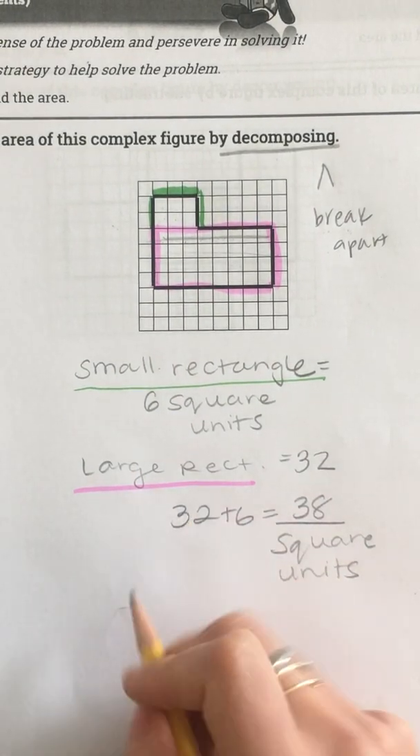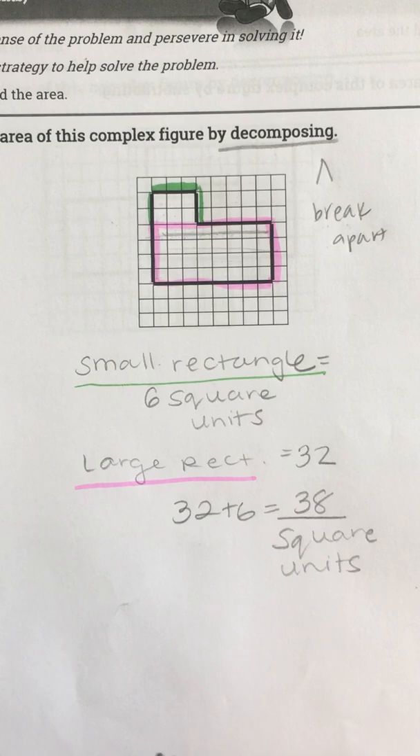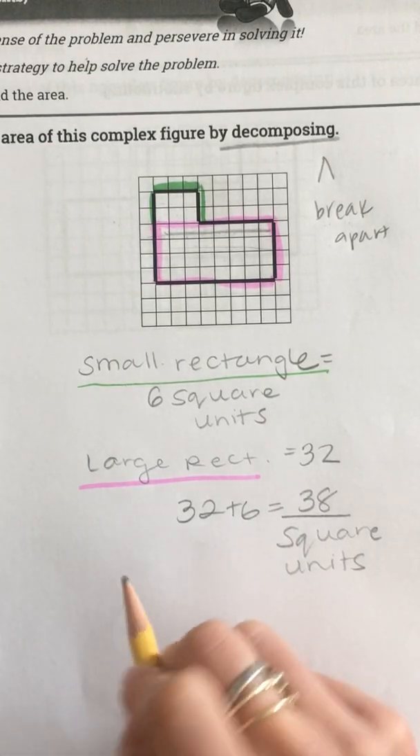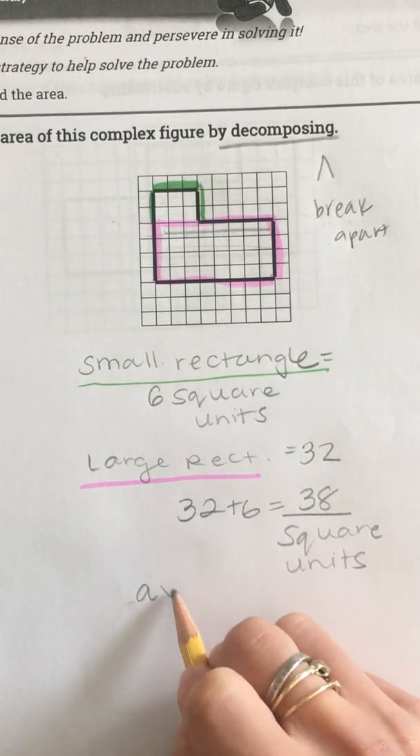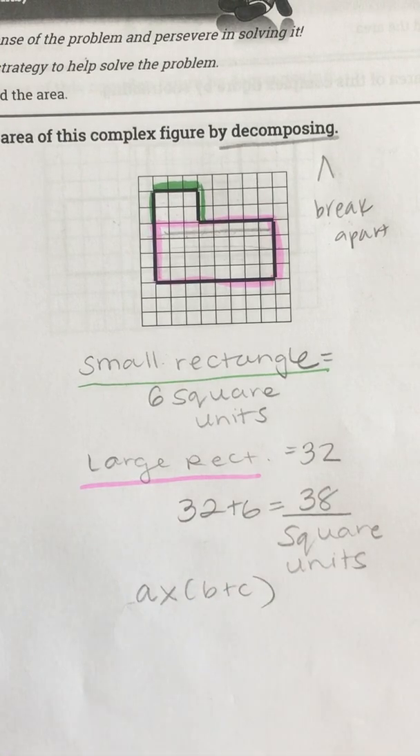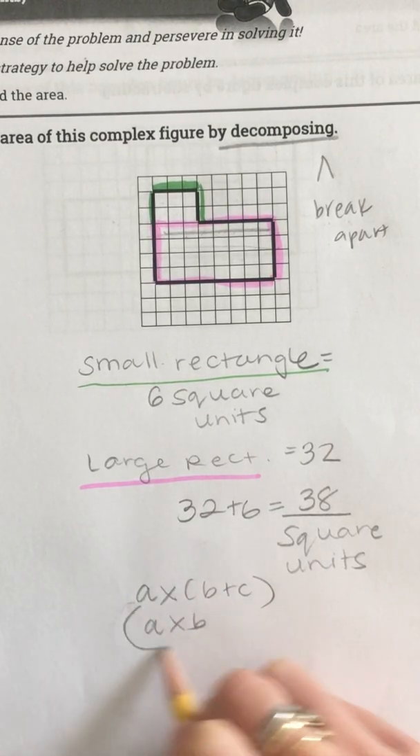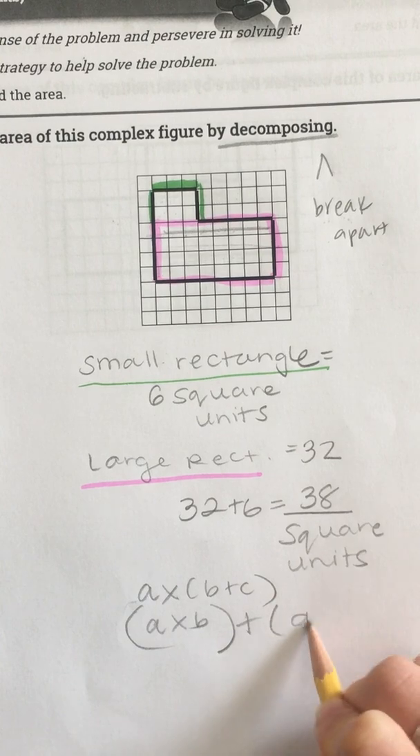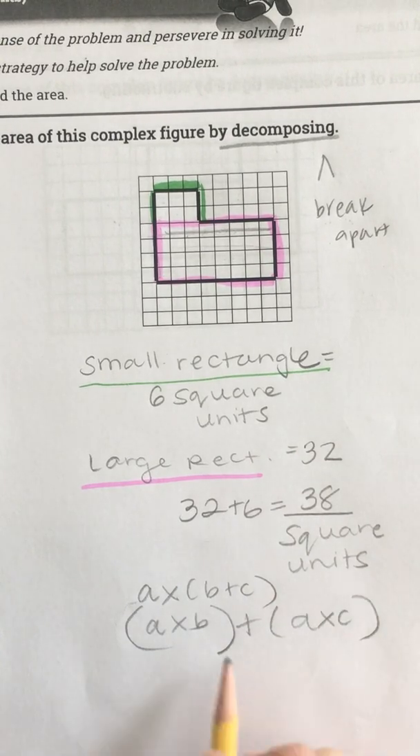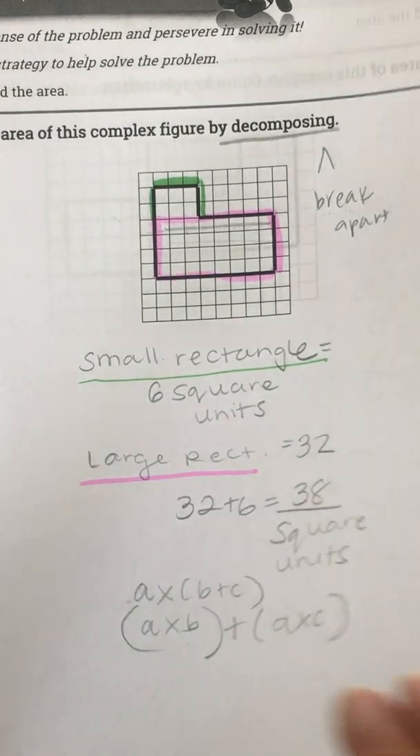And what does that remind you of? Your property that we used yesterday, the distributive property, where you had A times B plus C, okay? You did A times B plus A times C, and then you added them together to get your whole. Okay, so next.